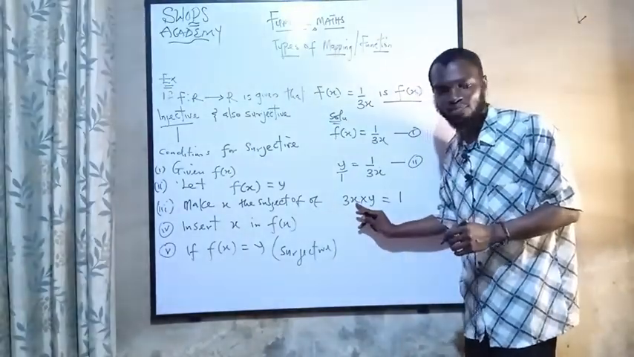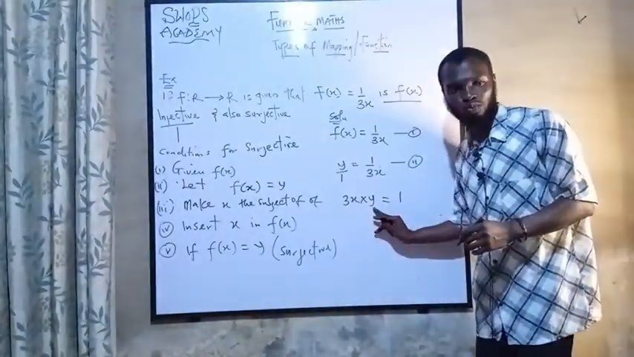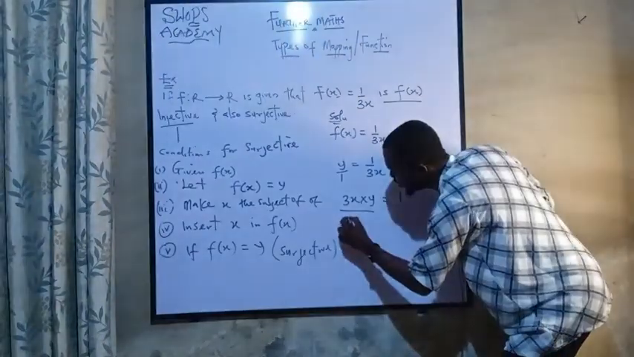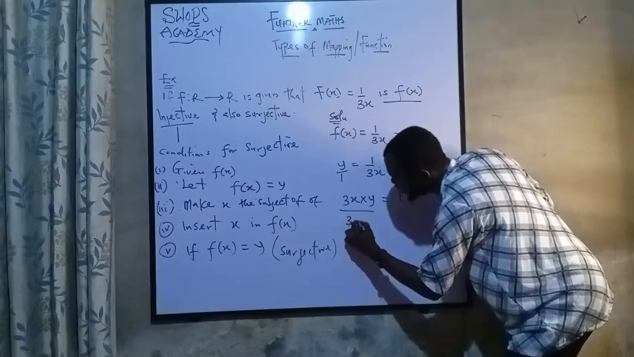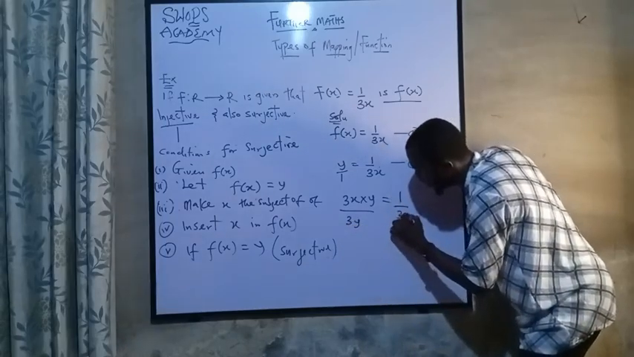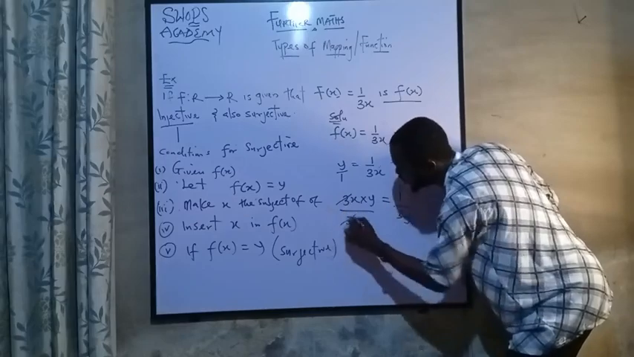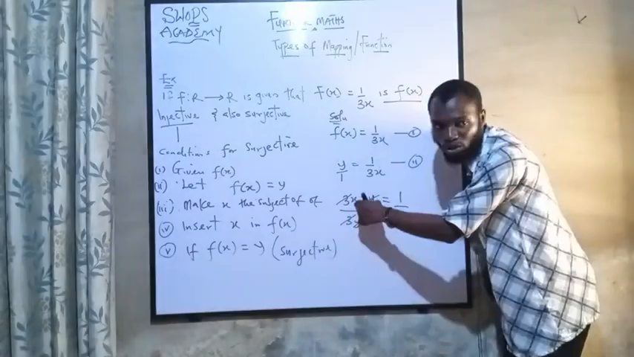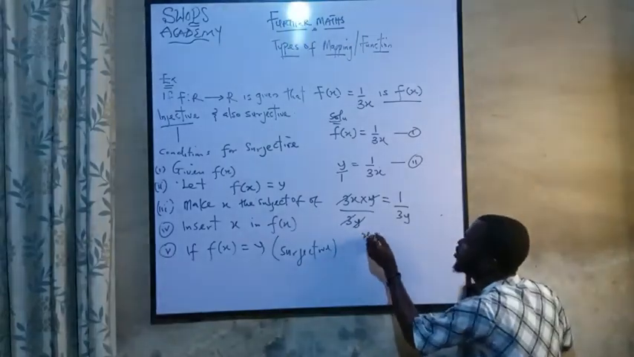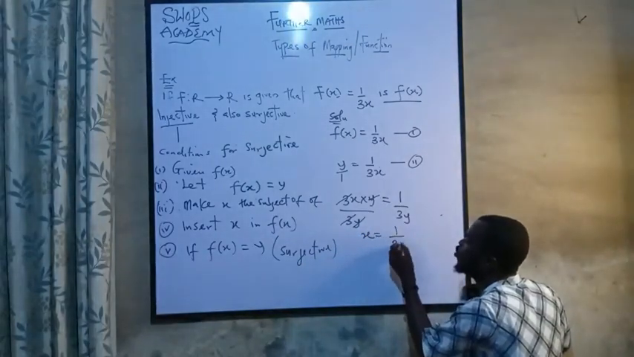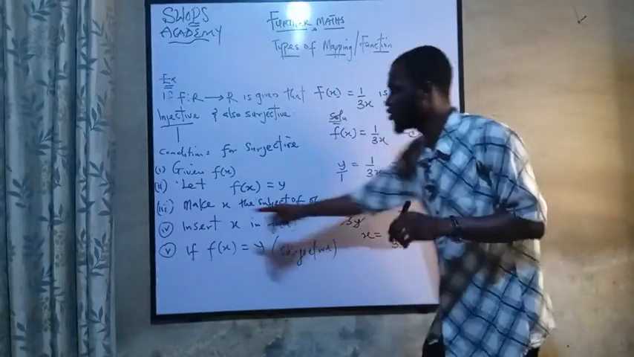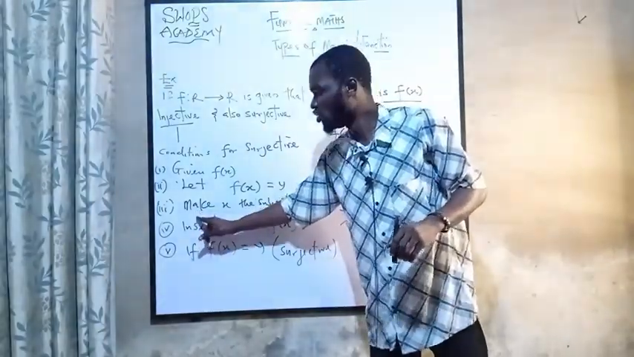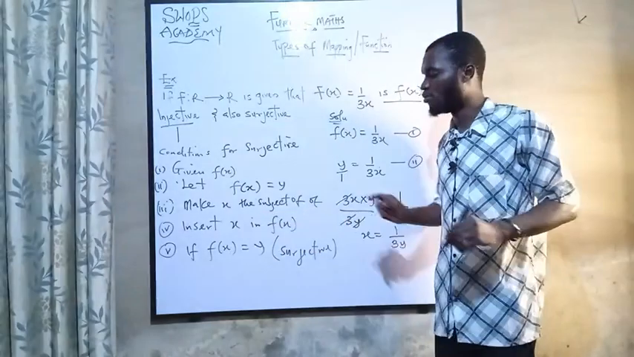Now what is blocking x? 3. And what else is blocking it? Y. Now let's divide through by 3 and y. This settles this, y settles this. We are left with x, and x will now be 1 over 3y. We've satisfied condition 3: make x the subject of the formula.